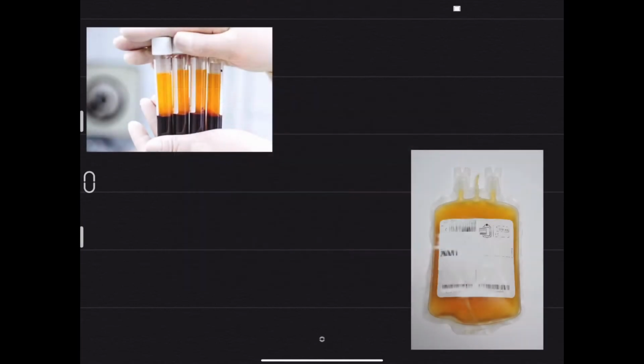Here you can see a packet of blood plasma. So once we've separated the blood plasma from the red blood cells, you can see here how they actually collect blood plasma and use it when needed. And this is how it actually appears when it's collected. And this is a real image as well of blood plasma.